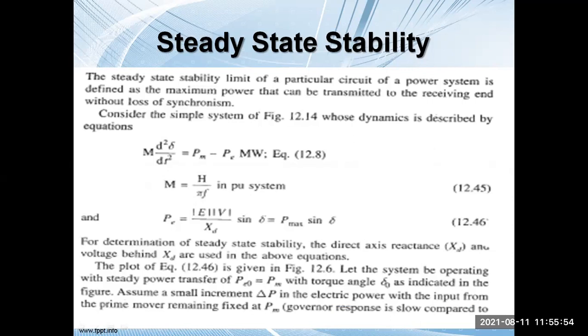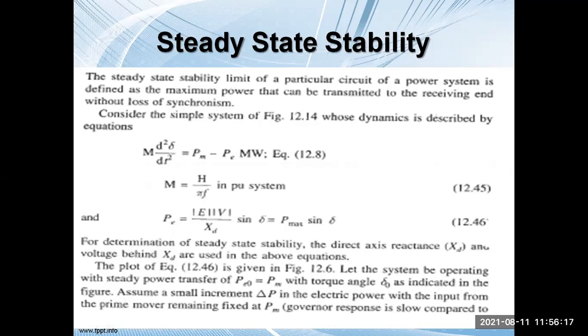Now we'll consider the simple system whose dynamics is defined by the equation. Let us say this is the swing equation: M d2 delta by dt square equal to Pm minus P. If you can remember, this is the basic swing equation. So M equal to H by pi f and P equal to EV by Xt into sine delta, that is P max into sine delta.